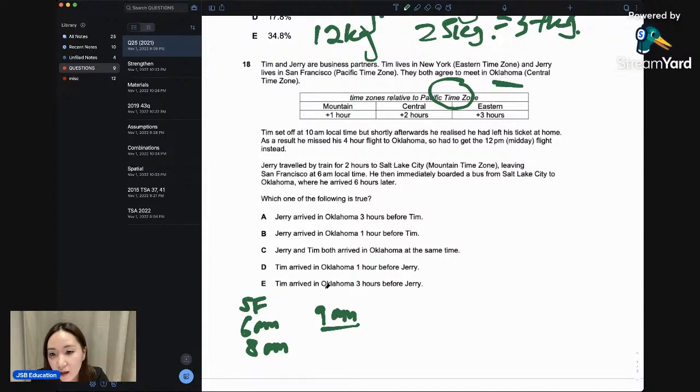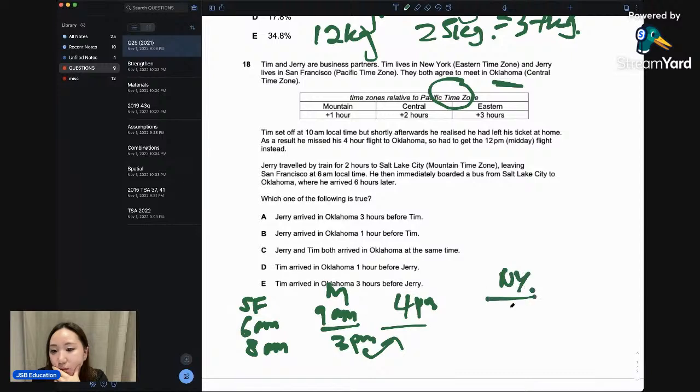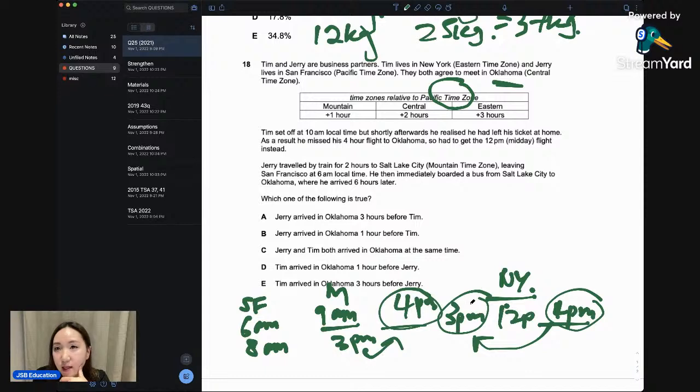So he would have arrived in Mountain time. Oh, I see. 10, 11, 12, 1, 2, 3, 3 p.m. And then we have to add on another hour. So he's arriving at 4 p.m. in Central time. And then on the Tim side, he left New York at 12 p.m. It took him 4 hours. So he arrived at 4 p.m. in New York time, minus an hour. So he would have arrived at 3 p.m. in Oklahoma. So Tim has arrived 1 hour before Jerry, making the answer D.